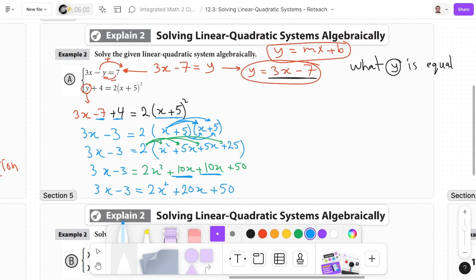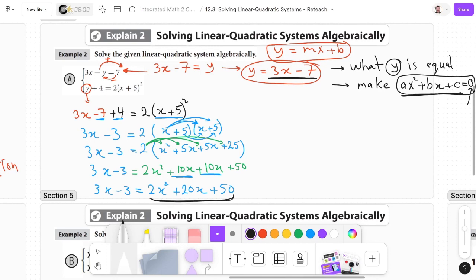Okay, now our goal, what we need to do after this, is to make it the standard form: ax squared plus bx plus c equal to 0. So you have to make one side equal 0 and the other side the quadratic. You can see here the right side is a quadratic, but the left side is not 0. So what should I do on this side?